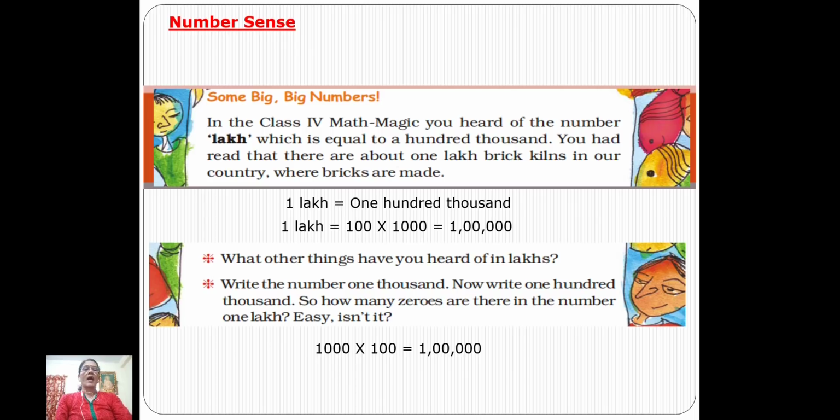1 lakh, 100,000 means 100 and 1000: you have to take the numbers 100 and 1000. So if I multiply 100 into 1000, I am going to get lakh. Can you tell me how many zeros are there in a lakh? 5 zeros, right children? So 1 lakh is equal to 100,000.